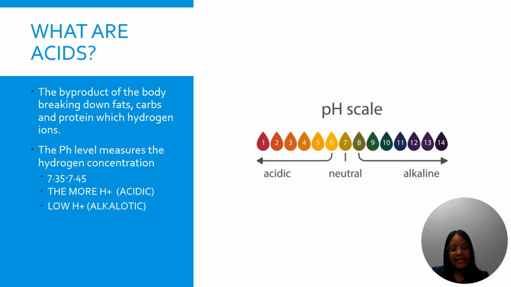So what are acids? Acids are the byproduct of the body breaking down fats, carbs, and protein, which then create hydrogen ions. So what are hydrogen ions? Hydrogen ions are acid. The pH level measures the hydrogen concentration. Your normal pH level should be 7.35 to 7.45. The more hydrogen ions you have, the more acidic you are. The fewer hydrogen ions you have, the more alkalotic you are.